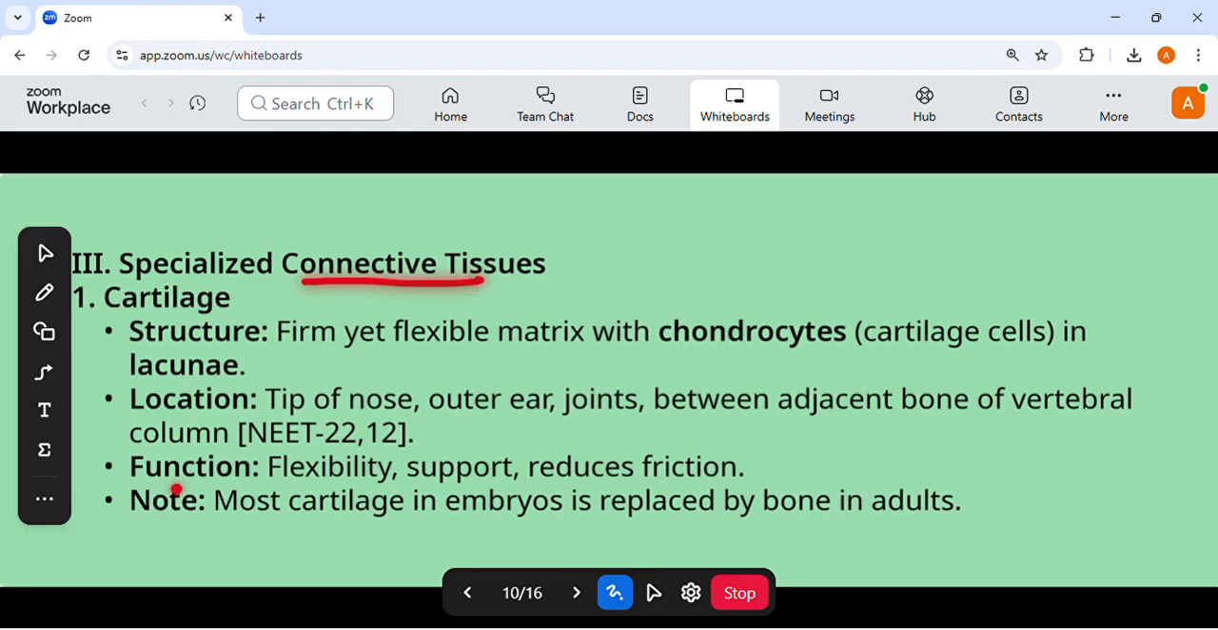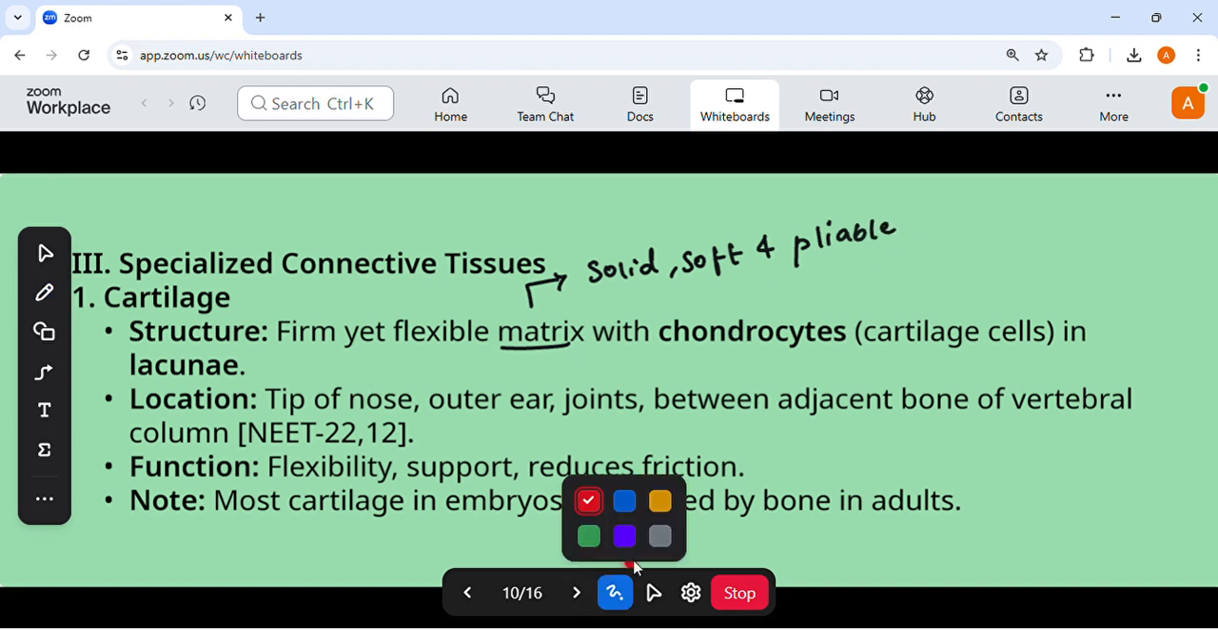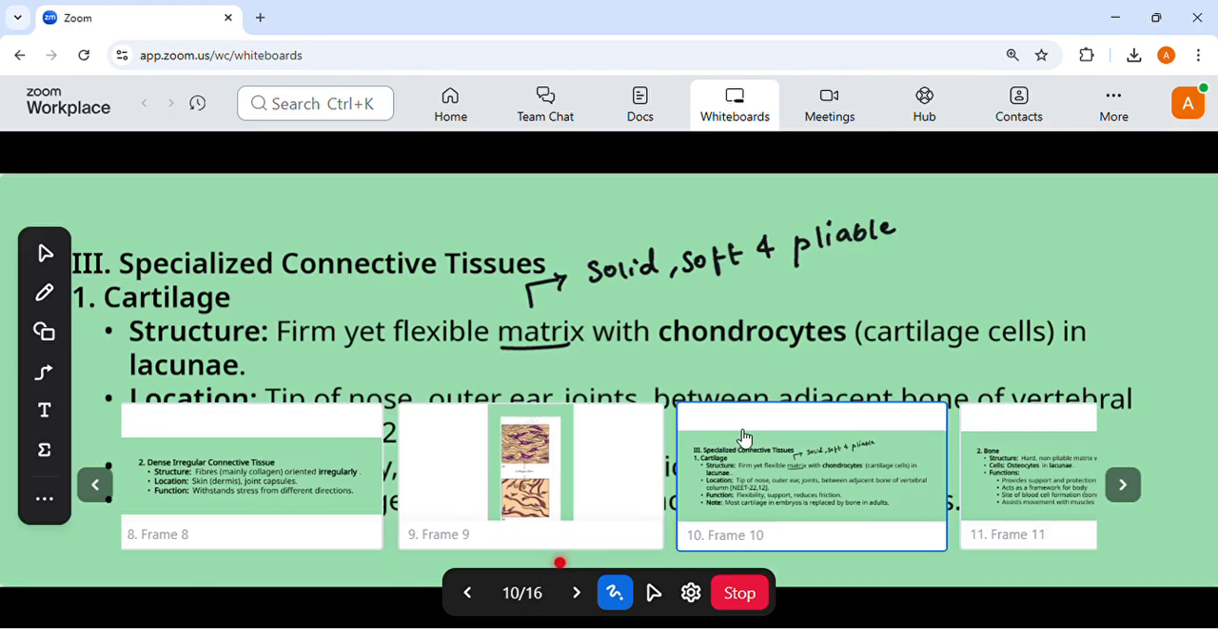So specialized connective tissue, first one let's study about cartilage. Cartilage matrix is solid, but it is soft and pliable. Matrix is solid, soft and pliable, means it resists compression, yet flexible, a matrix with chondrocytes. Basically they are the cartilaginous cells present in the lacuna. We'll see the diagram, then you'll understand what are the lacunae and chondrocyte.